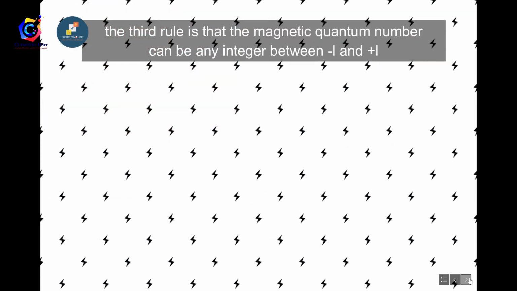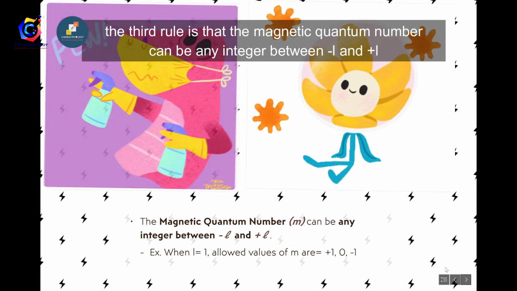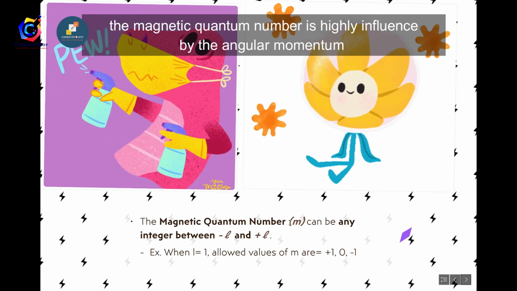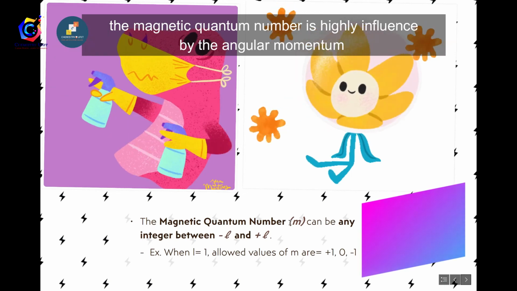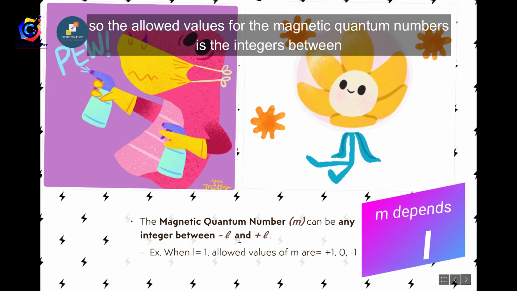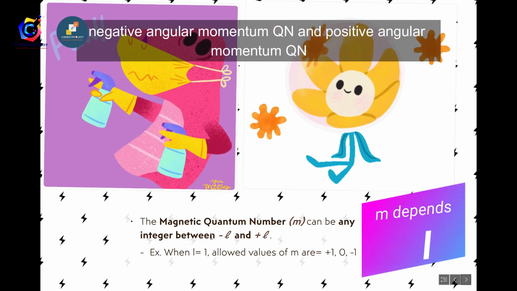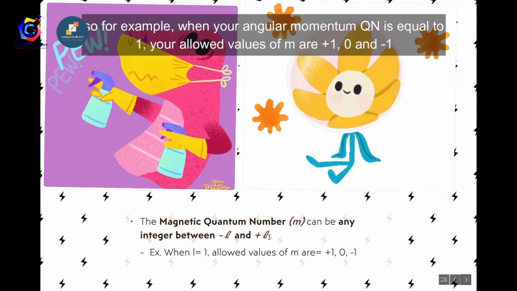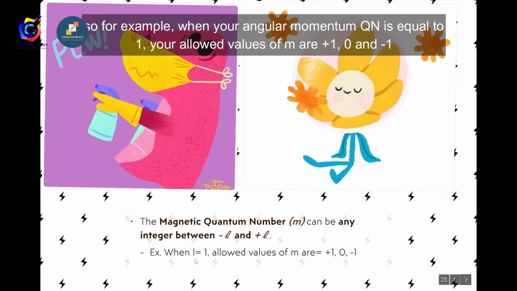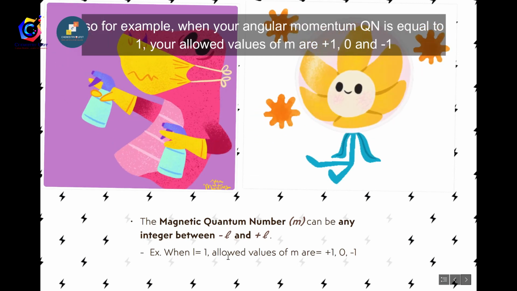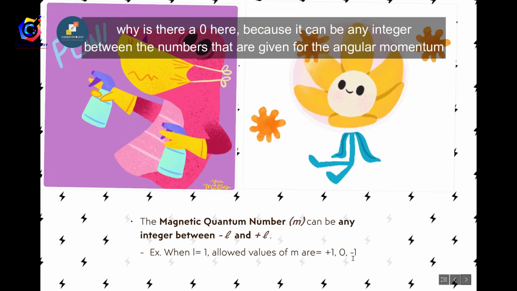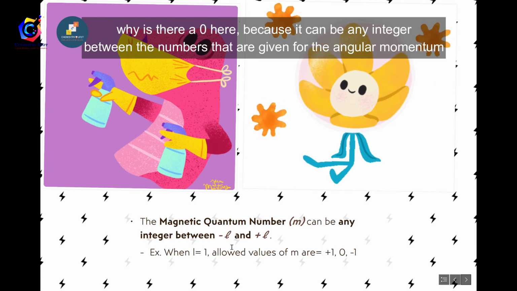The fourth rule is that the magnetic quantum number can be any integer between negative l and positive l. The magnetic quantum number is highly influenced by the angular momentum. So the allowed values for the magnetic quantum number are the integers between negative angular momentum and positive angular momentum quantum numbers. So for example, when your angular momentum quantum number is equal to 1, your allowed values of m are positive 1, 0, and negative 1. Why is there a 0 here? Because it can be any integer between the numbers that are given for the angular momentum.